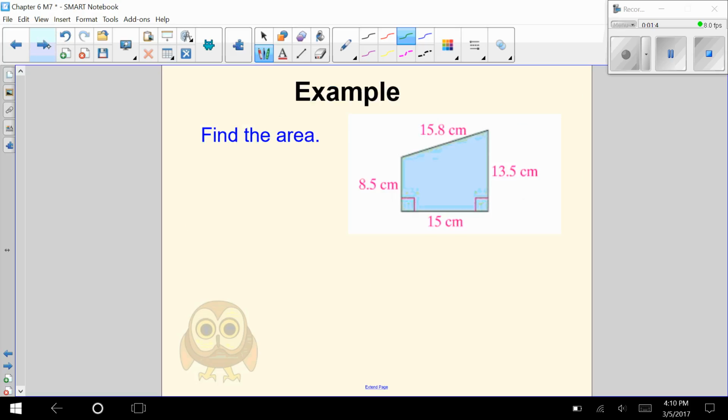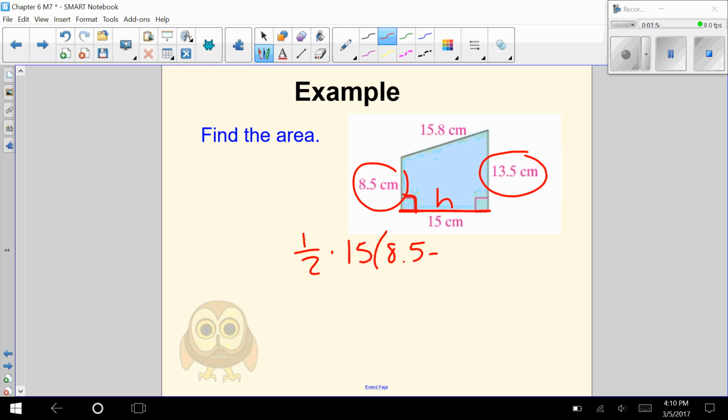Let's try that out. So we look for this right angle. So our height must be 15. Our 2 bases are the parallel sides, which are 8.5 and 13.5. So to find the area, we do 1/2 times my height, which is 15, times base 1, 8.5, plus base 2, 13.5. And now we figure out the answer. 1/2 times 15 is 7.5. 8.5 plus 13.5 is 22. So my area is 165 square centimeters.